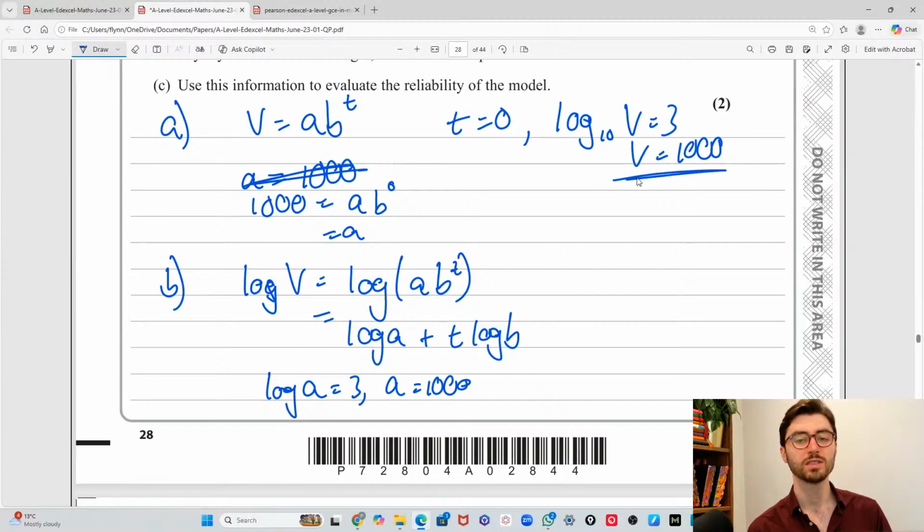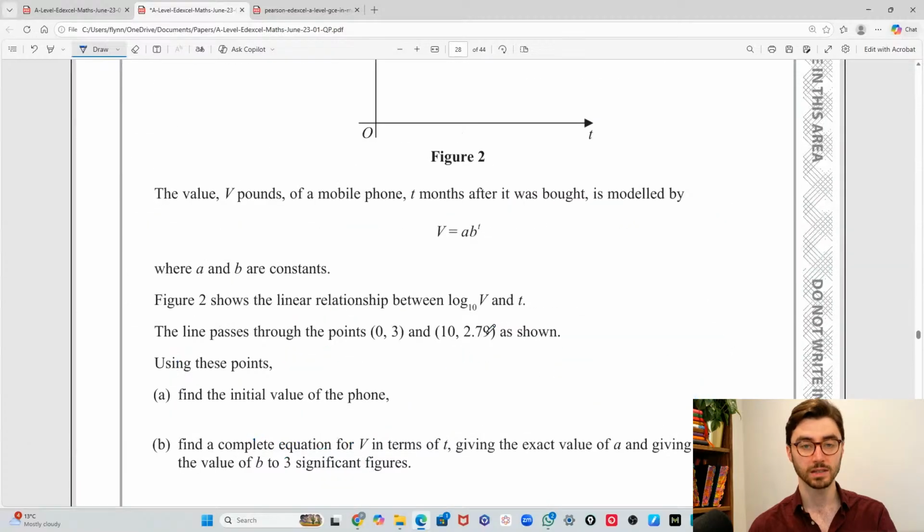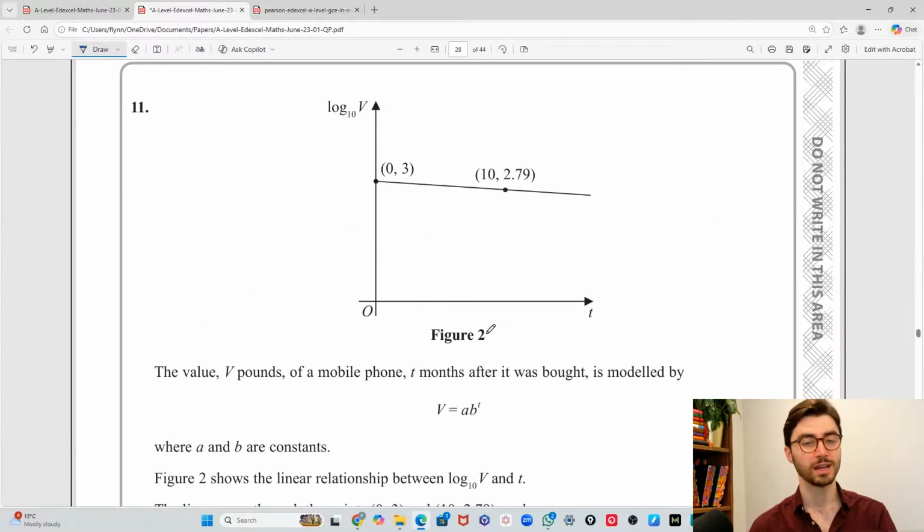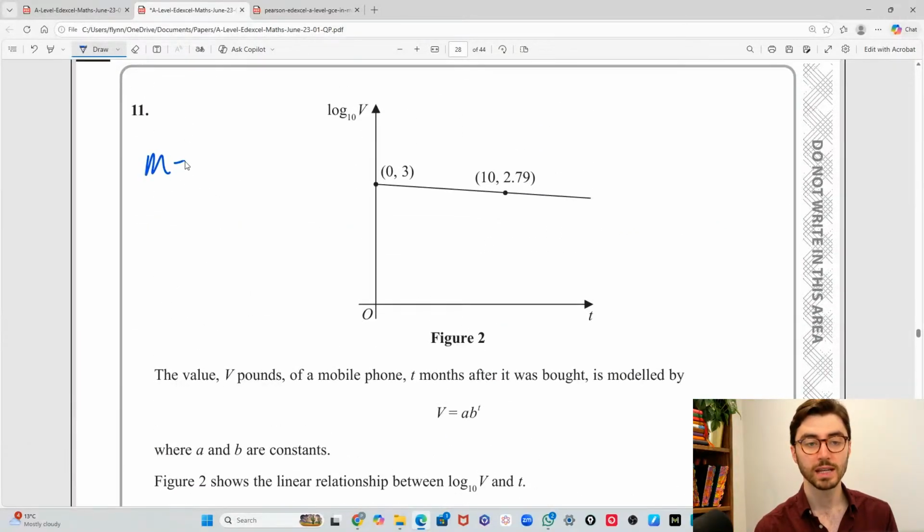Oh, so in fact, this is all they wanted. They didn't even want a equals 1000. They wanted that in b. Cool. Well, I've belt and braces that. Now let's find the gradient from here. So the gradient, I'll just do it here. The gradient is 2.79 minus 3, all over 10.